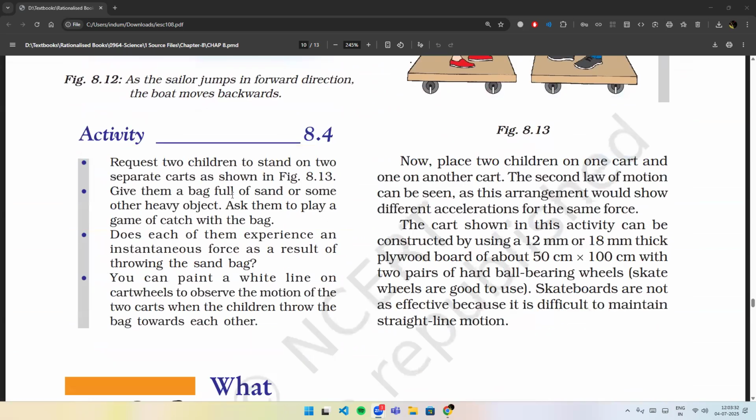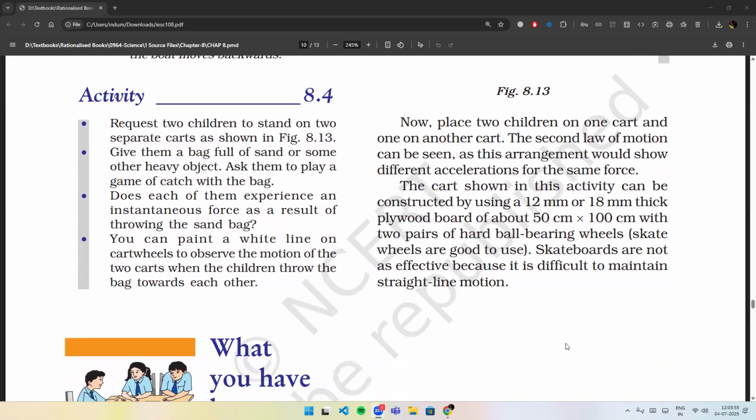Activity 8.4. Request two children to stand on two separate carts as shown in figure 8.1. Give them a bag full of sand or some other heavy object. Ask them to play a game of catch with the box. Does each of them experience an instantaneous force as a result of throwing the sandbag? You can paint a white line on the cart wheels to observe the motion of the two carts when the children throw the bag towards each other.